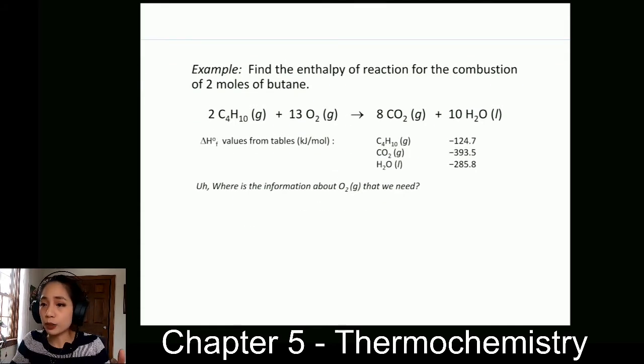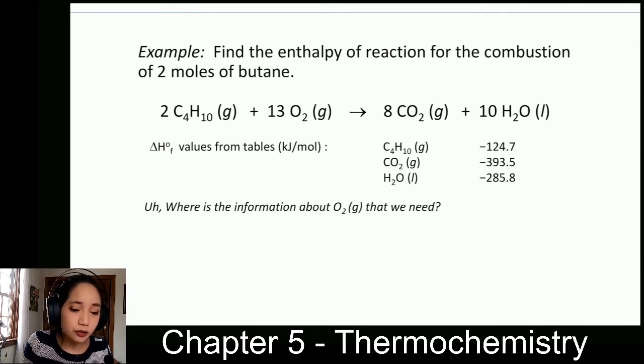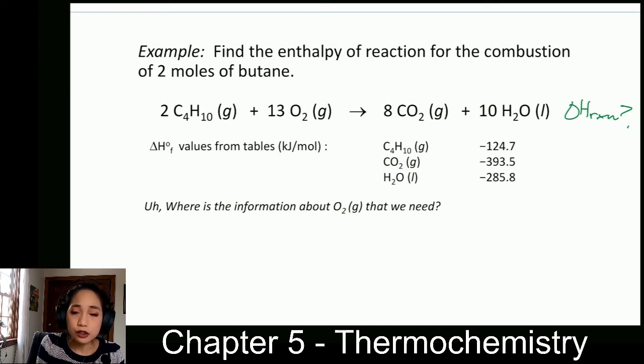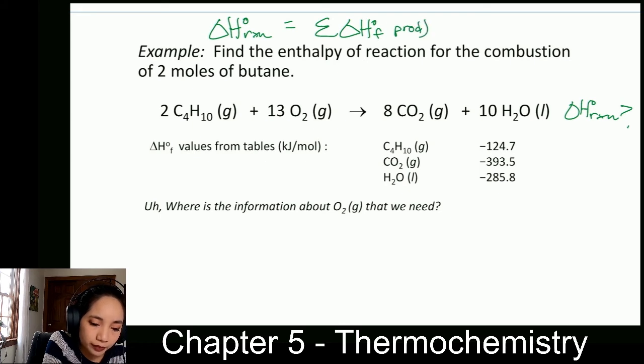So let's actually put this to practice. Let's find the enthalpy of a reaction for the combustion of 2 moles of butane. This is the total chemical equation where we want to calculate the delta H of this specific reaction, right? I already told you before that the delta H naught of a reaction equals the sum of the delta H values of formation of the products minus the sum of delta H values of formation of the reactants.